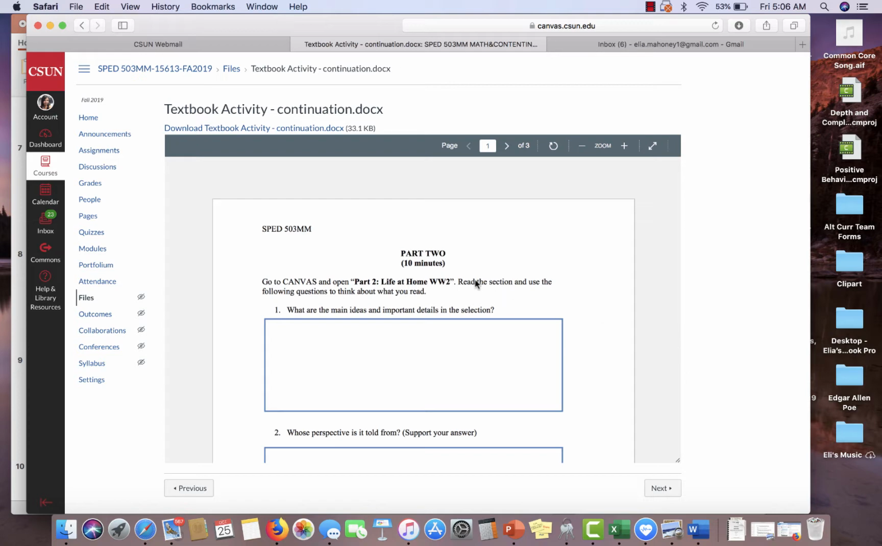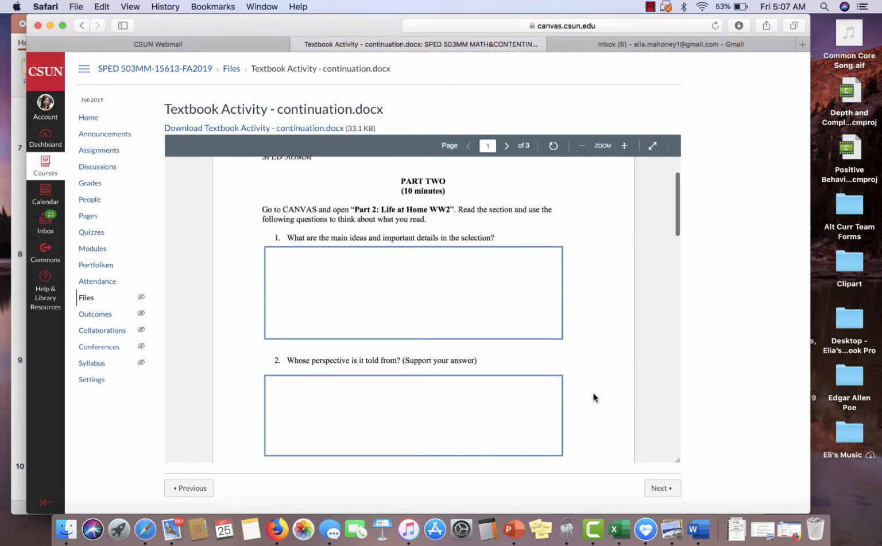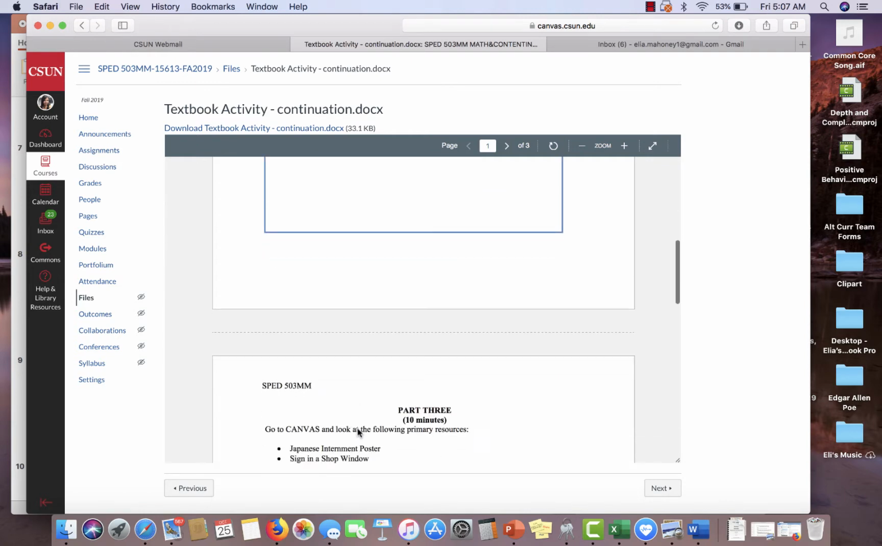And notice that it says part 2, and it gives you the directions. There's 3 parts located here. Part 2 is asking you to look at life at home during World War II. And I have everything labeled on Canvas. You're going to look at that document, that textbook, and then you're going to answer these 3 questions.